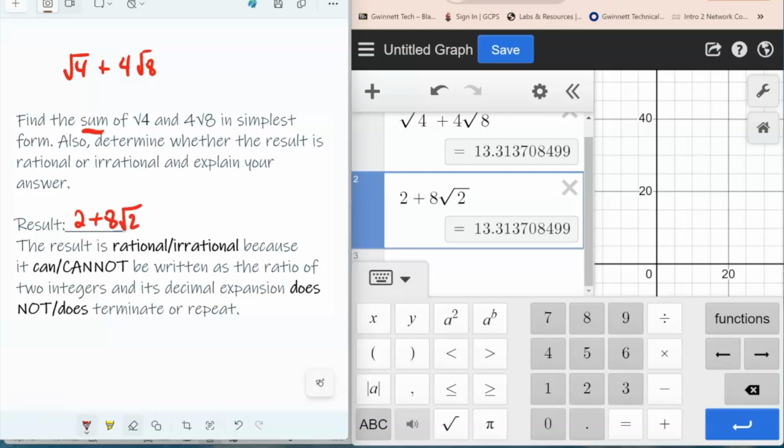Now, is that rational or irrational? It is irrational, all right, because it cannot be written as a ratio of 2 integers and its decimal expansion does not terminate or repeat. Just look right here, right? You can't write this as a fraction of integers, and you can see that it's not a repeating decimal, and it doesn't end. It keeps going forever and ever.